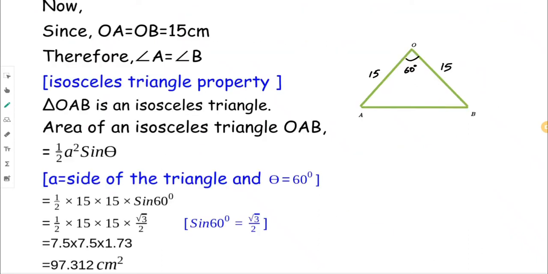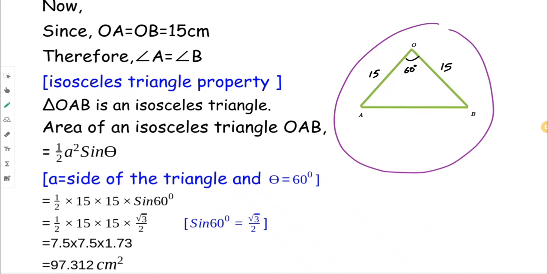Like the previous question, we have already done this. We tried to prove that it is an isosceles triangle. Why? Because they've given us two sides to be equal. When two sides are equal, the two angles are also equal, which means this triangle OAB is an isosceles triangle. Last time, after that, we tried to prove that this triangle is an equilateral triangle, and then we put the area of an equilateral triangle, root 3 by 4 a squared. That was how we solved it.